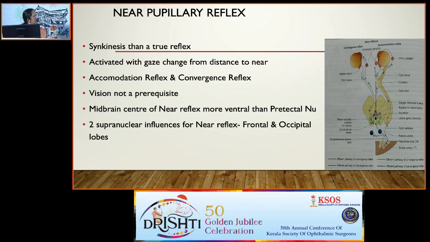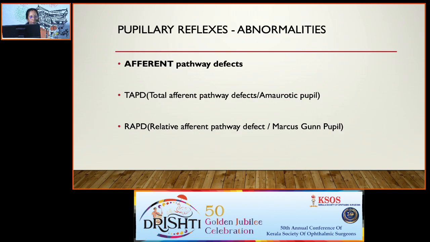Near reflex is actually a synkinesis rather than a true reflex. It is activated with gaze change from distance to near. It includes both accommodation and the convergence reflex. The presence of visual acuity is not a prerequisite for the near pupillary reflex, and the midbrain center for near reflex is more ventral than the pretectal nucleus, and that is the reason we get a light-near dissociation.